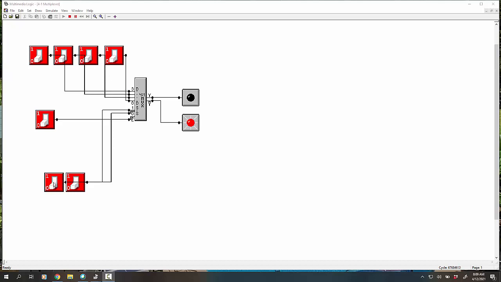Here is where I'm going to dial in which one of my inputs I want to pass through to my output. So looking at my inputs here, this would be 0 input, 1 input, 2 input, 3 input. So if both switches are off, this would represent a binary 0. So this would be my 0 input. Notice when I activate the input, it passes through to the Y output.